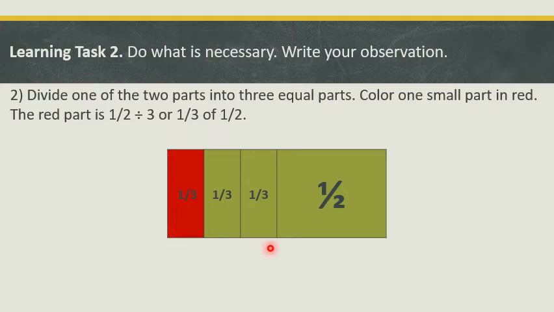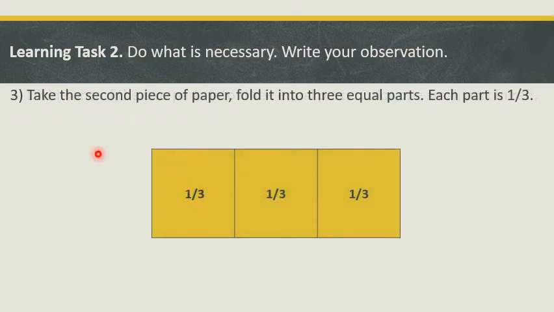So, yung 1/2 na to, hinati sa tatlo. So, 1/3 of 1/2 po ito. Then, kuha natin yung pangalawang papel. Itutupi naman natin siya ng tatlo. So, yan, tinupi natin ng tatlo. So, bawat isang part ay 1/3.